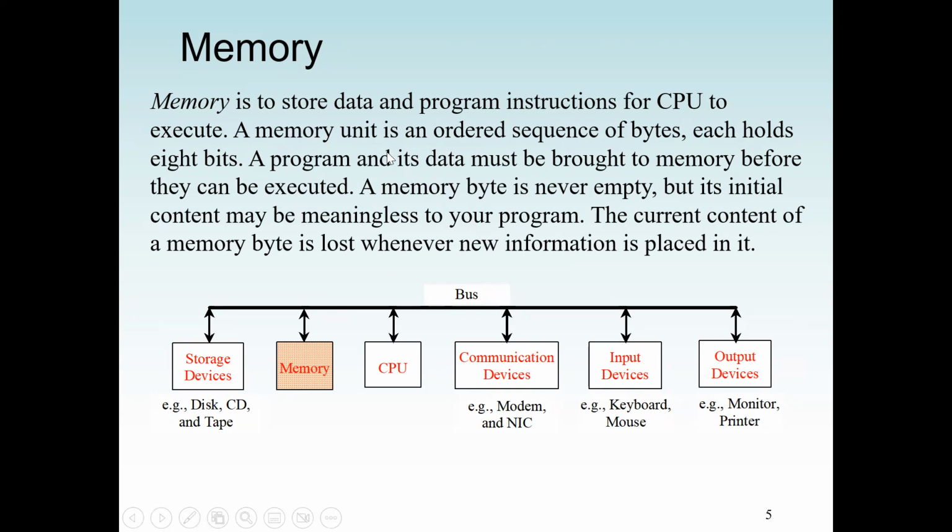So here we say a memory unit is an ordered sequence of bytes, each holding 8 bits. Also, normally the memory has specific unit addresses. So it's more like boxes with unique addresses. So a program and its data must be brought to memory before they can be executed. So always for execution, we do all our work from the memory. So a memory byte is never empty, but its initial content may be meaningless to your program. The current content of a memory byte is lost whenever new information is placed in it.